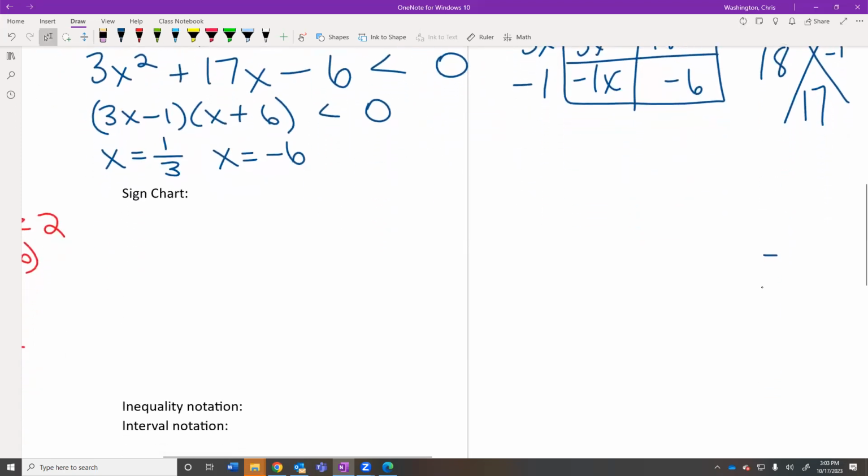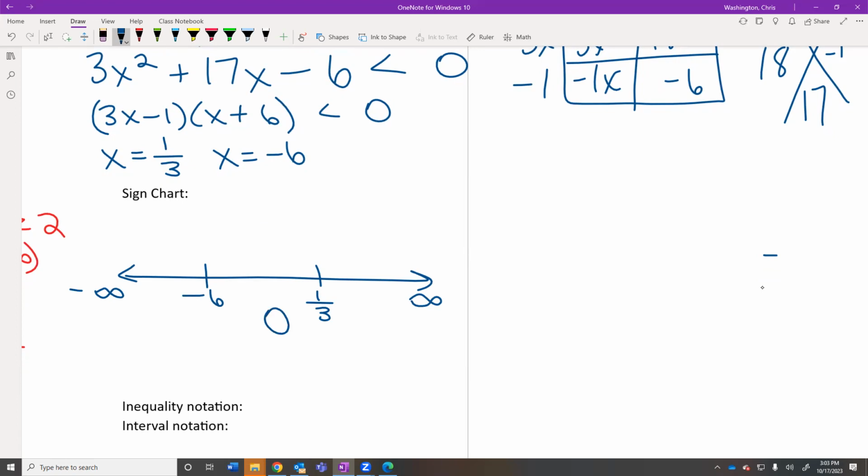Again, our signs are going to alternate because we are doing a quadratic. So we really only need to test one interval. Make sure we put these in the right order. Negative 6 would go on the left. 1/3 would go on the right. We really only need to test one interval because they are going to alternate. I would like to test 0. And which interval would 0 fall in? 0 would fall in this middle interval for this problem.